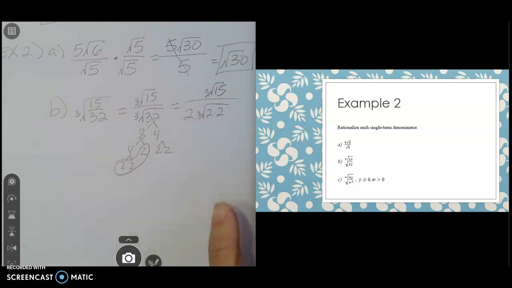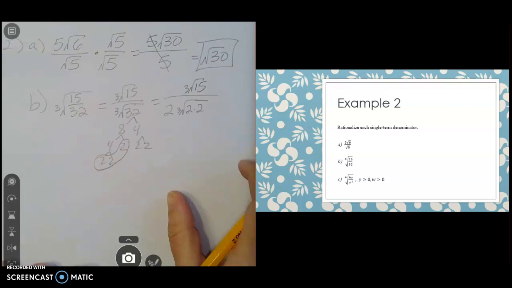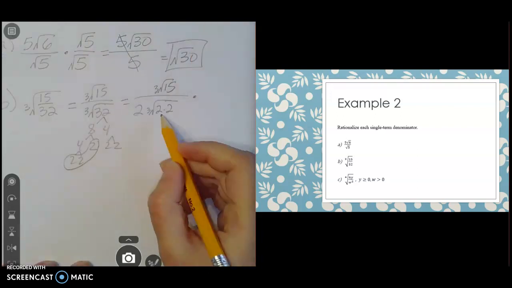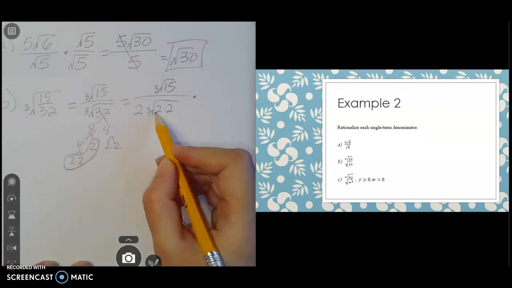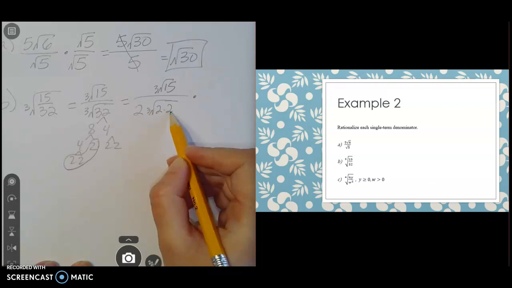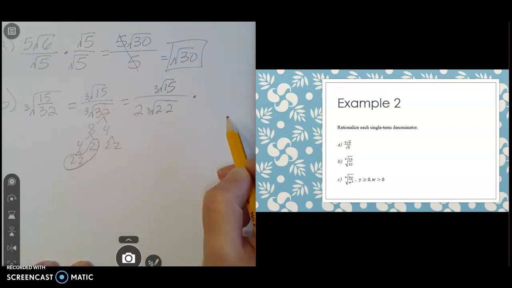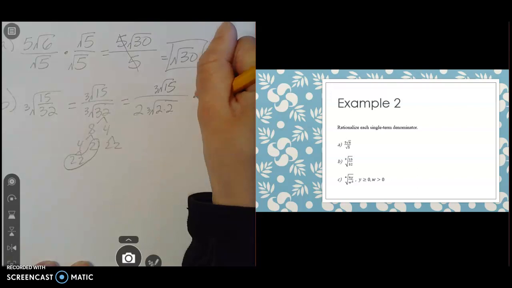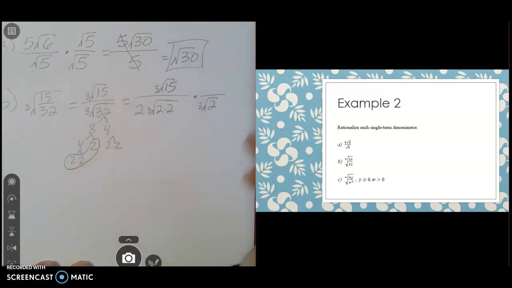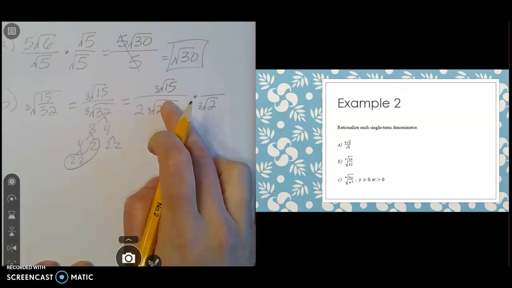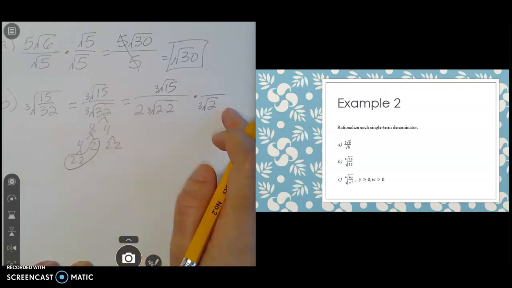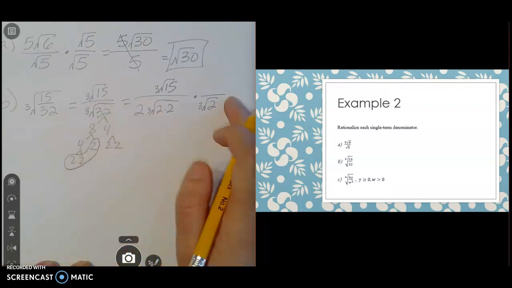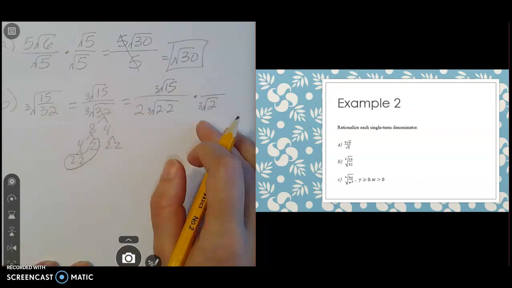I didn't do anything to the numerator. Okay, so when I multiply, I want a group of 3 in here. I already have 2 2's, so I just need one more 2 to make a group of 3. So that's what I'm going to multiply in. If I only had 1 2, I'd need 2 more, right? So you're trying to make that group of 3 to take them out of the radical.